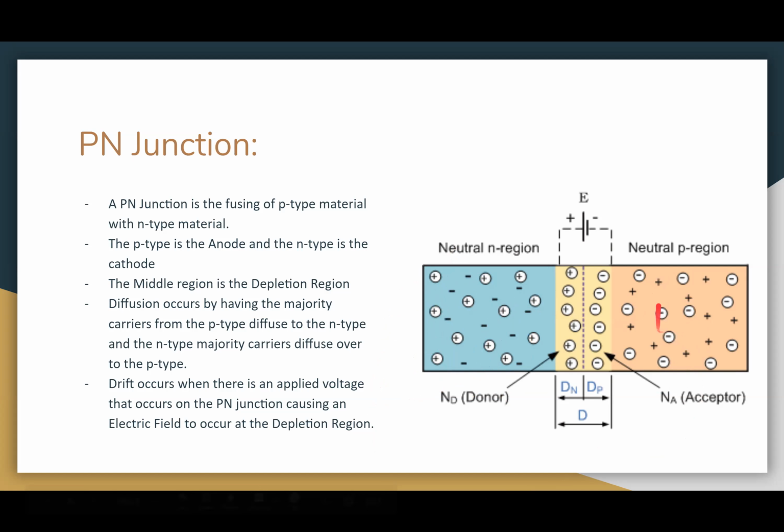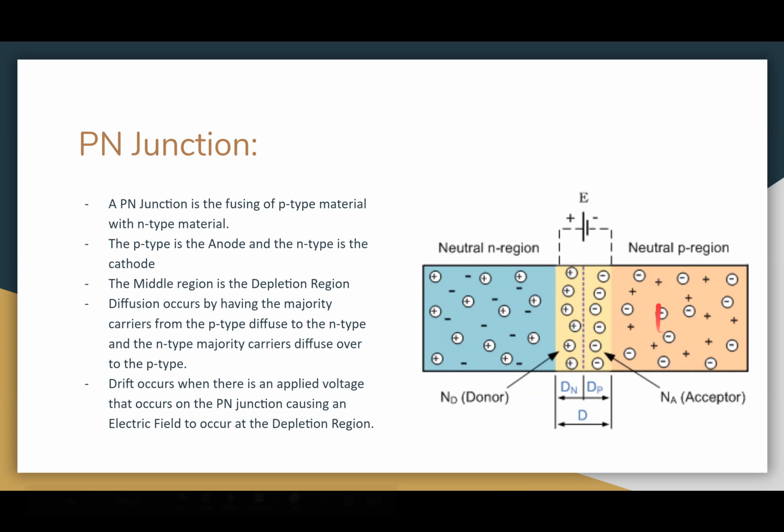So, diffusion occurs by having a majority of carriers from the p-type diffuse down to the n-type. There's a large concentration of holes on this side, right? Because it's a p-type material. So therefore, this p-type is going to try to diffuse down into the n-type, and the n-type is going to do the same thing. Large concentration of n-type over here, so a large concentration of electrons, and those electrons are going to diffuse down their gradient into the p-type material.